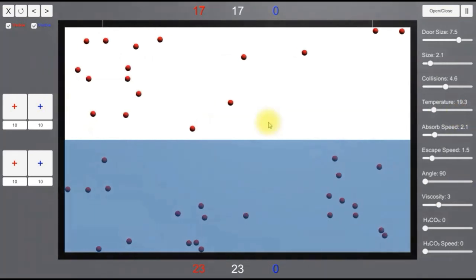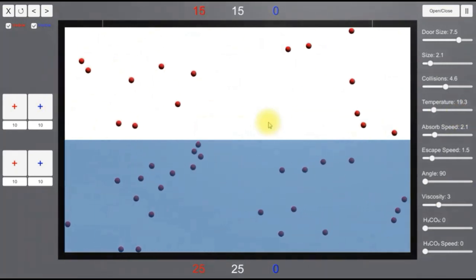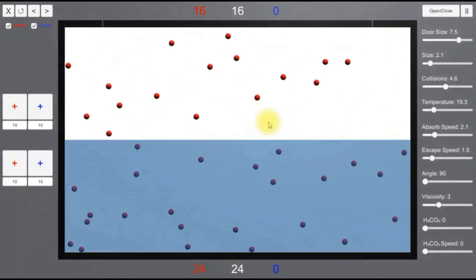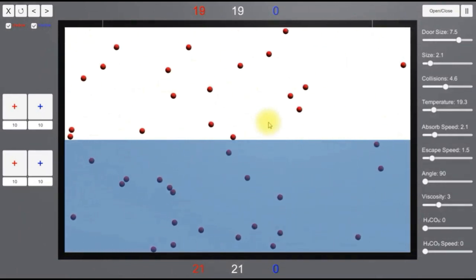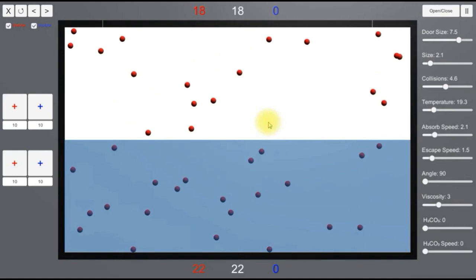So now we've seen how molecules get into and out of solution. It's one at a time. One molecule at a time going in, one molecule at a time coming out. This is a process called molecular diffusion.